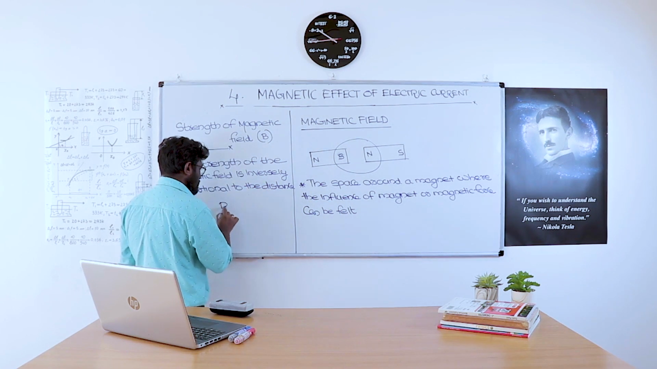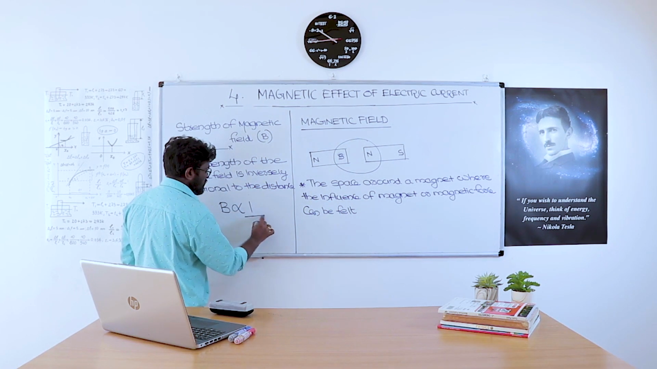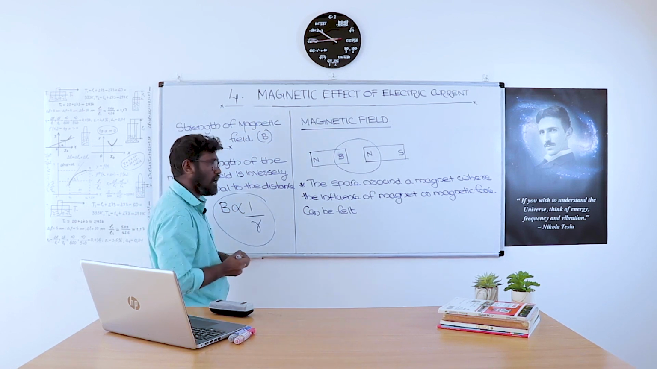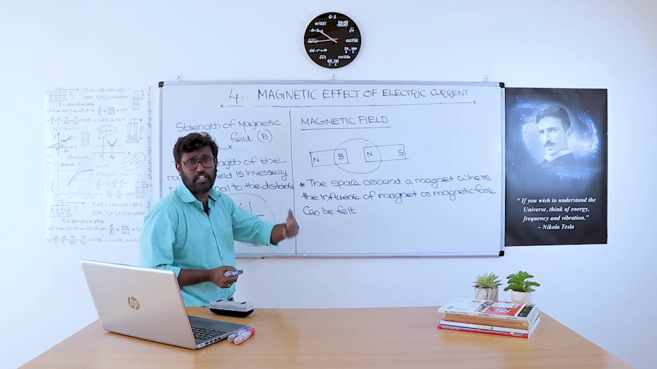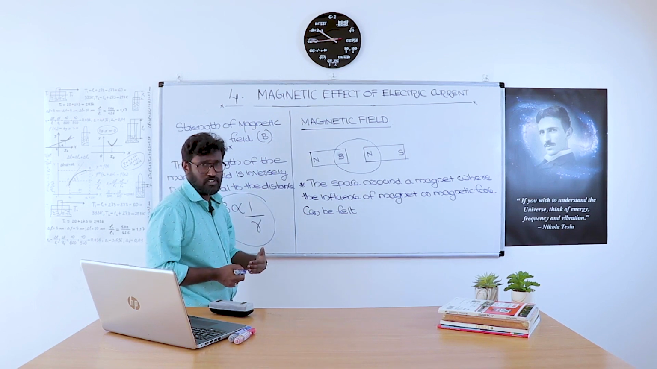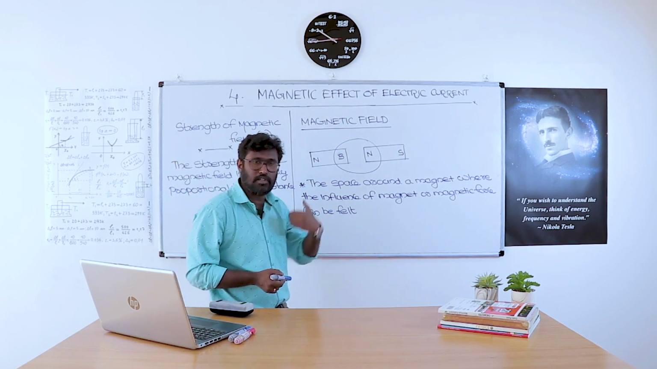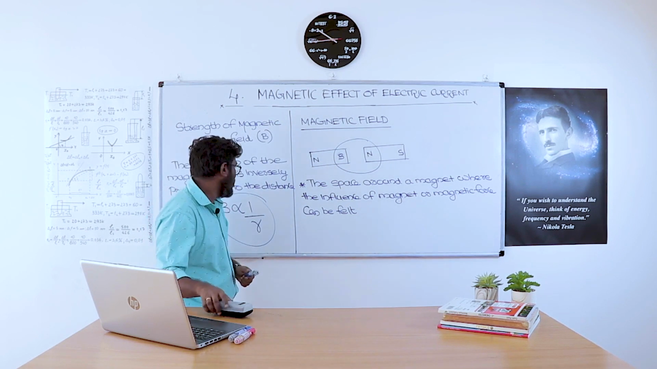So we can write B is inversely proportional to R, if R is the distance. Or B is inversely proportional to D, where D is the distance. If R is the distance, B is inversely proportional to R.